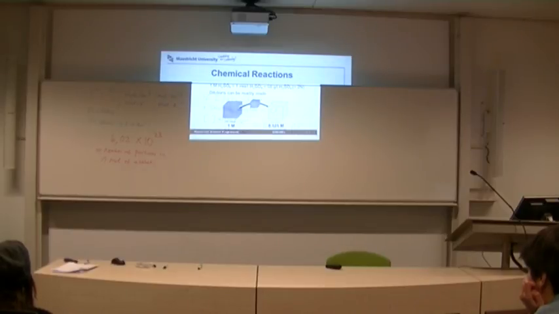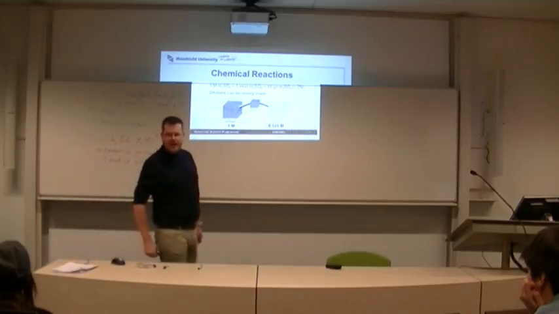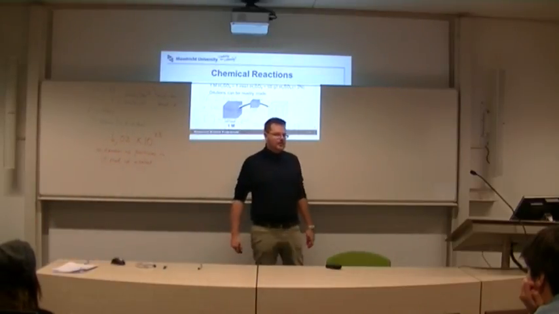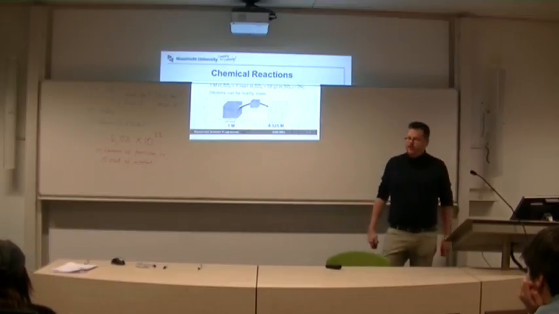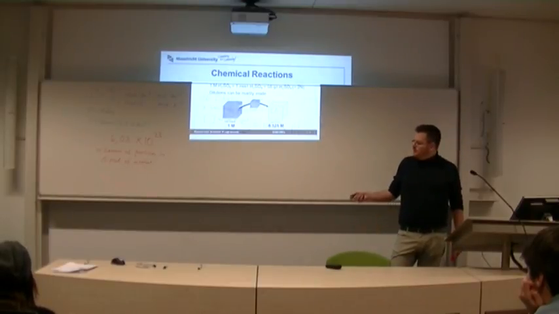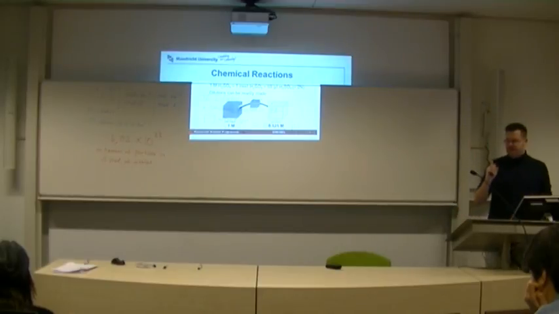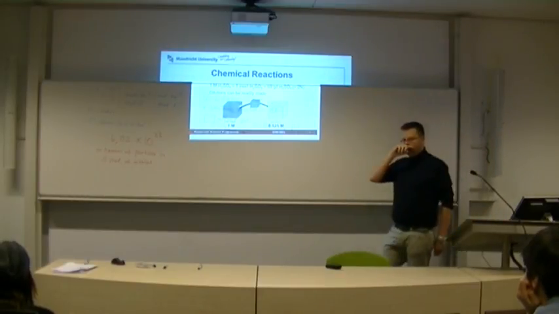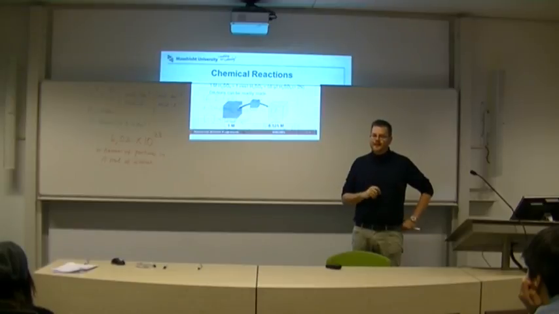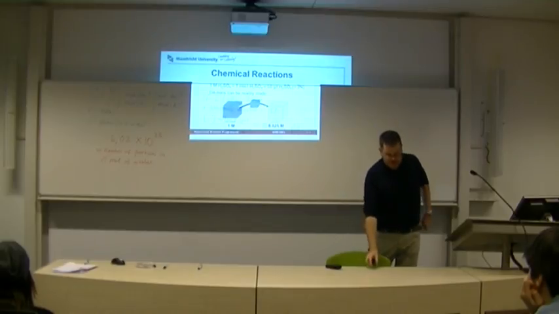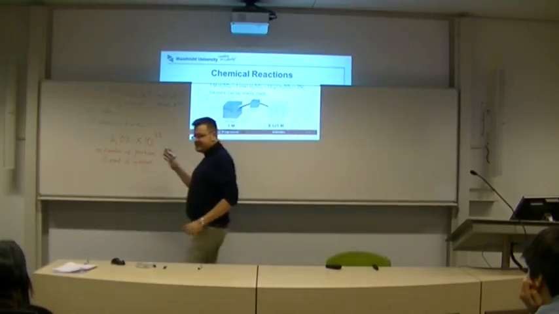So how many water molecules are there in 18 grams of water? How many moles of water are there in 18 grams of water? 1 mole. So how many water molecules are there in 18 grams of water? 6.02 times 10 to the 23. How many hydrogen atoms are there in 18 grams of water? Times 2. Exactly.